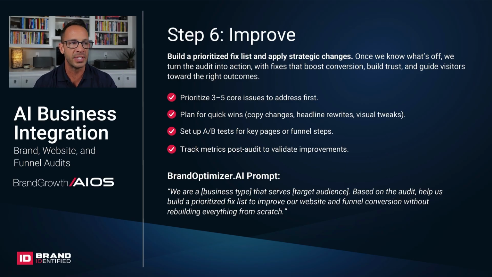Plan for quick wins like copy changes, headline rewrites, or visual tweaks. Set up an A/B test for key pages and funnel steps, and track metrics post-audit to validate any of those improvements. And then I've given you a final brandoptimizer.ai prompt for step number 6.